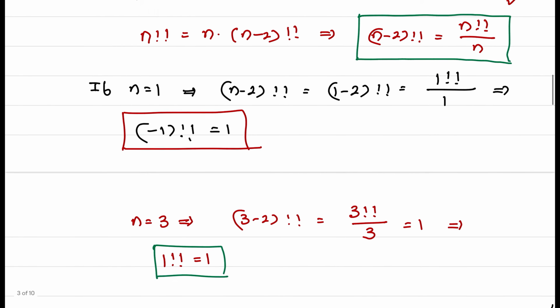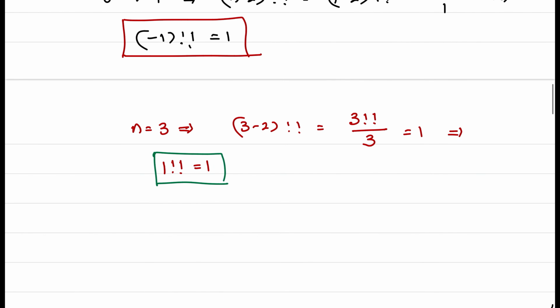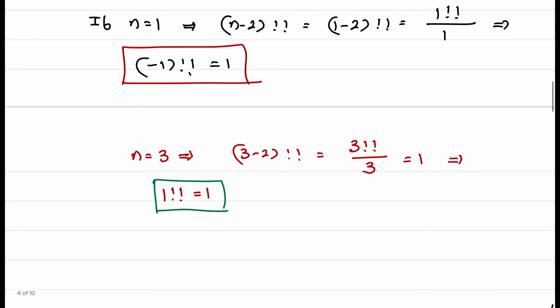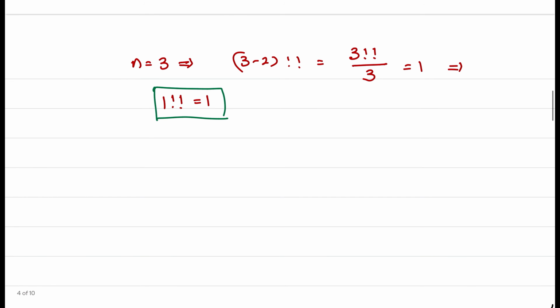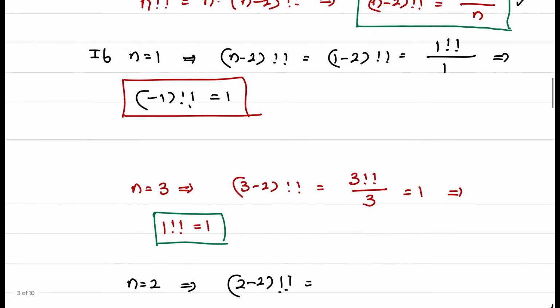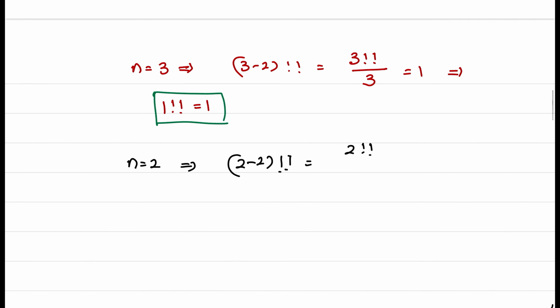Now we have to prove 0 double factorial is equal to 1. Let us say n is equal to 2, because this formula is valid for any number. When you put n is equal to 2, (2 minus 2) double factorial is equal to 2 double factorial divided by 2, that is equal to 1. That means 0 double factorial is equal to 1. This is also proved.